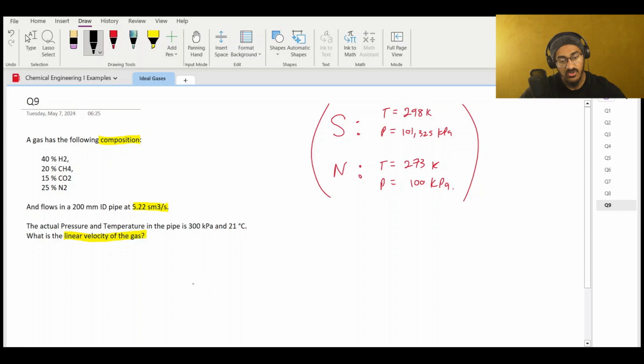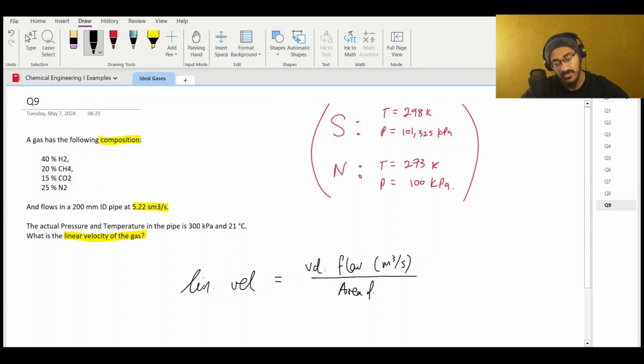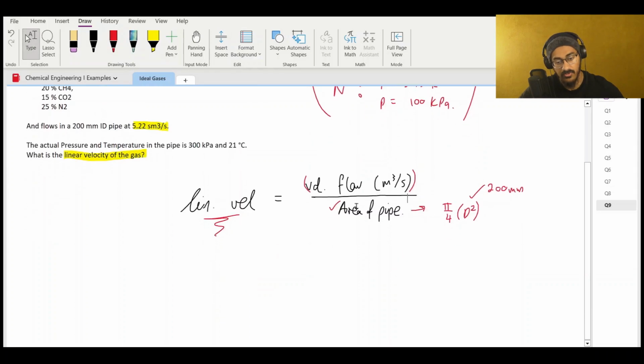The first thing I see is they're asking me for the linear velocity of the gas. Linear velocity is a pretty straightforward calculation. It equals your volumetric flow rate in cubic meters per second, if you're dealing with SI units, divided by the area of the pipe. Finding the area of the pipe is pretty easy: area equals pi over 4 times diameter squared, and I've been given that the diameter is 200 millimeters. So I'm not too concerned about that. But I don't know the volumetric flow.